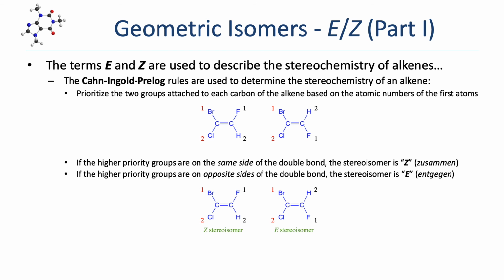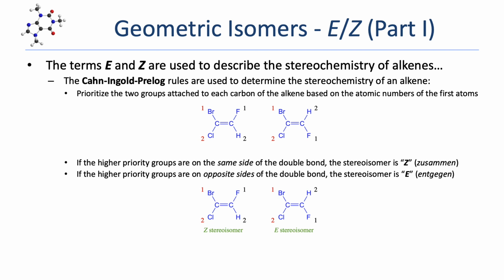If the higher priority groups are on the same side of the double bond, then you have the Z isomer. Z is just an abbreviation for zusammen, which is German for together. If the higher priority groups are on opposite sides of the double bond, then you have the E isomer. E is short for entgegen, which is German for across from.